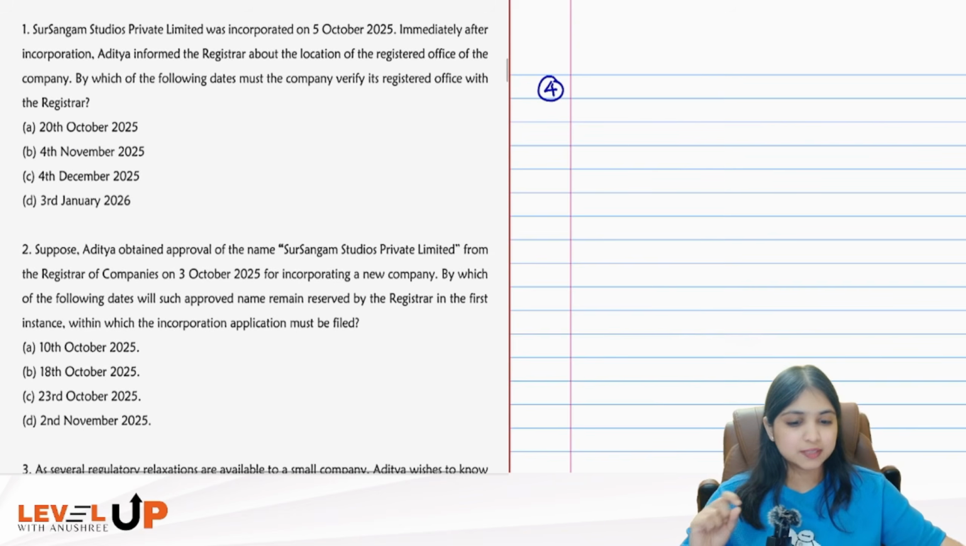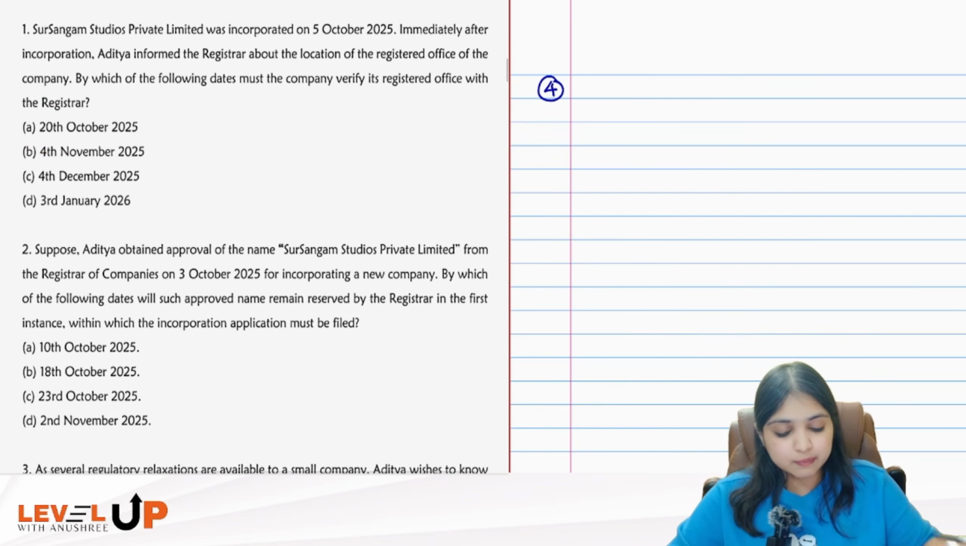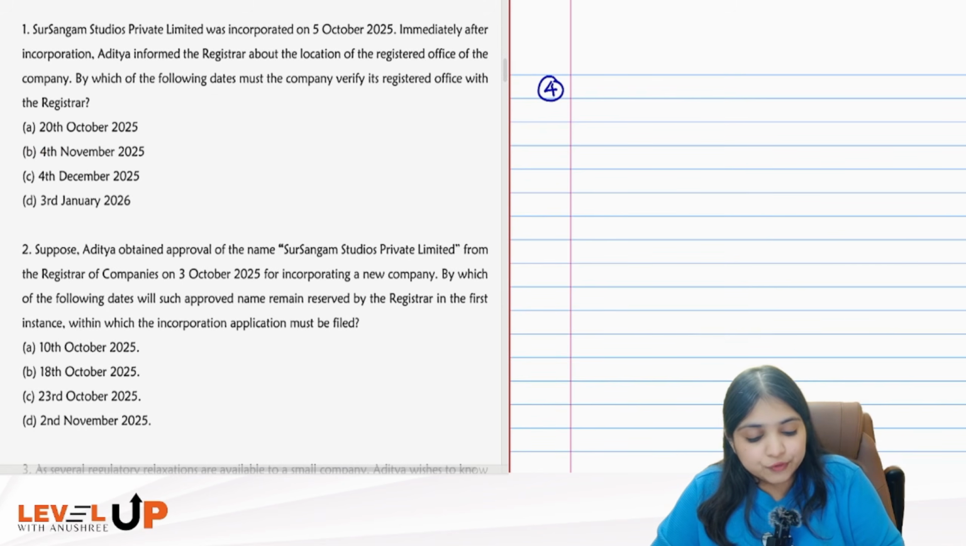Straight away come to the MCQs. We don't even have to read the story over here. When I read the MCQs itself, I will be able to answer. The first question over here. Sursangam Studios Private Limited was incorporated on 5th October 25. This is a date of incorporation. Immediately after incorporation, Aditya informed the registrar about the location of the registered office of the company. By which of the following dates must the company verify its registered office?